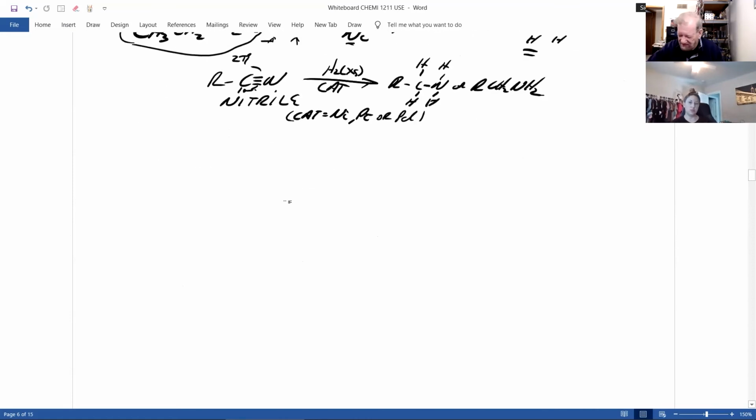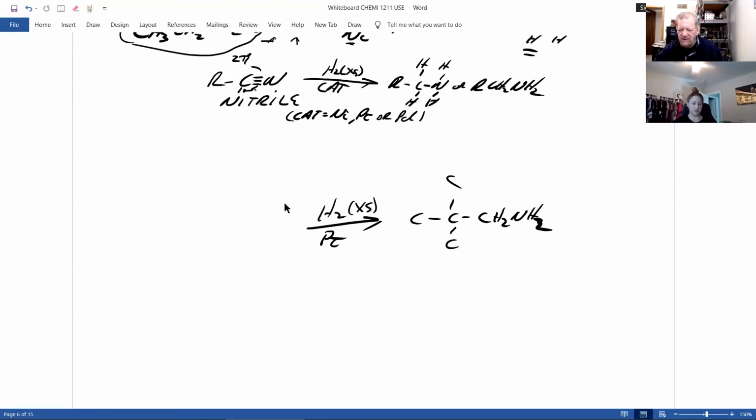Oh, let's do another one. What would you react with hydrogen in a catalyst, excess hydrogen, to make that molecule? Again, this is the fun part of organic chemistry synthesis, because this is the thought process we use to make new molecules, or whatever we need to make.